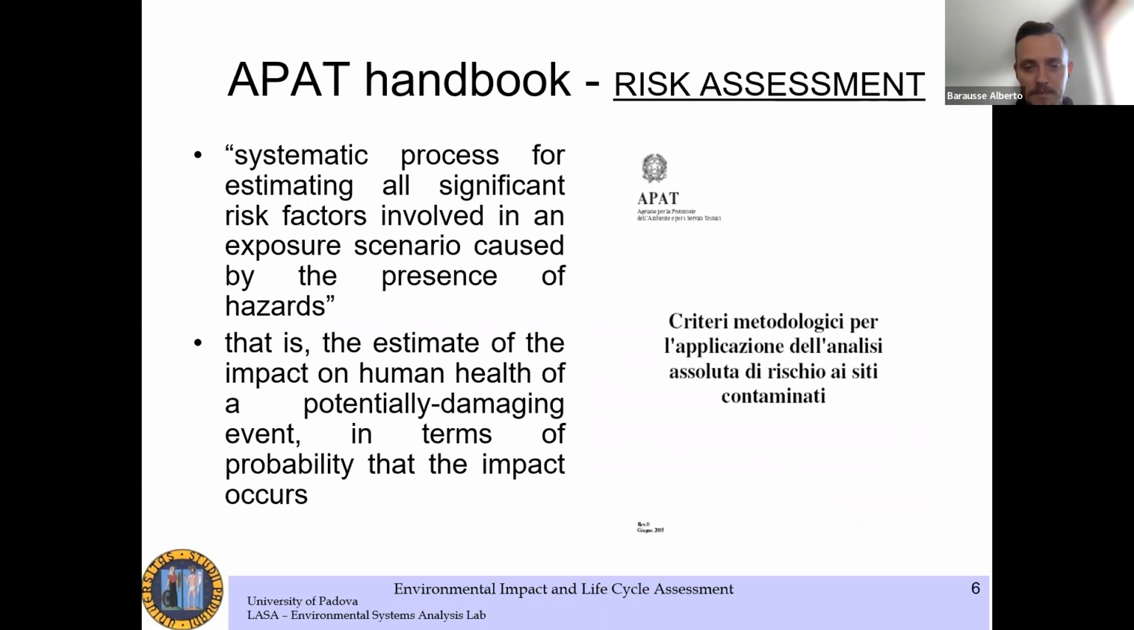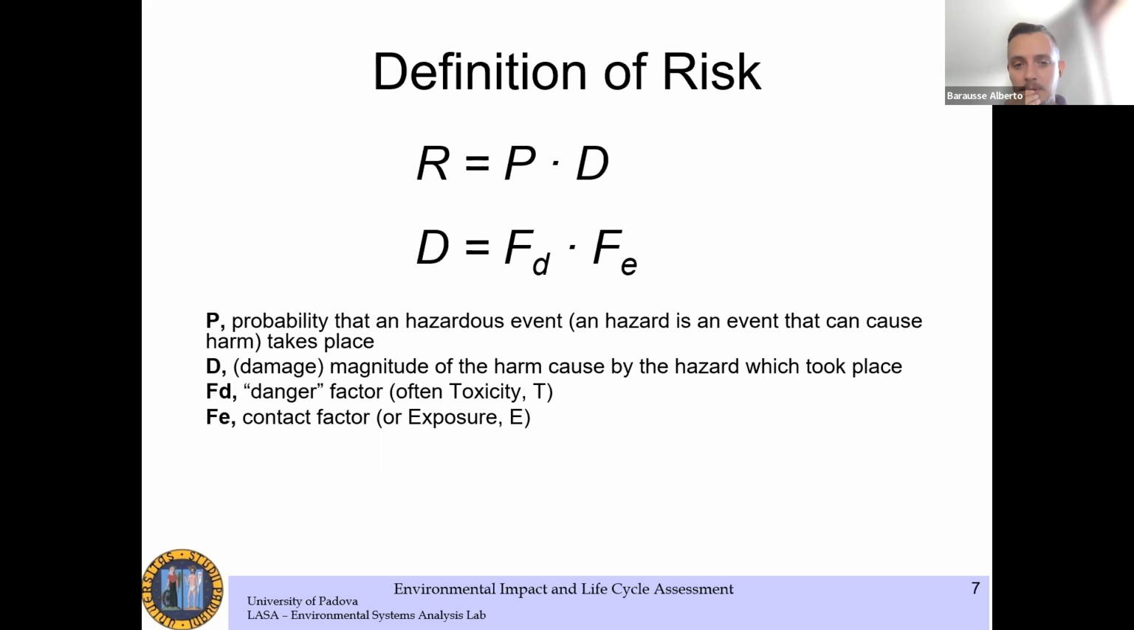So if you look at the handbook of APAT, it is in Italian, of course, but there's a translation here. Risk assessment is rather defined as a systematic process, so a well-defined process for estimating all significant risk factors involved in an exposure scenario caused by the presence of an hazard. So when you think about risk, this is a very simple definition, but you should remember it because it's very effective.